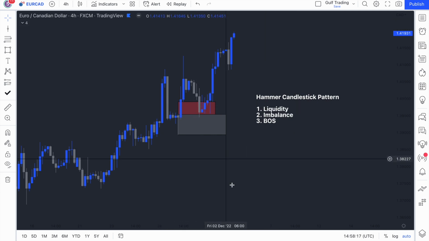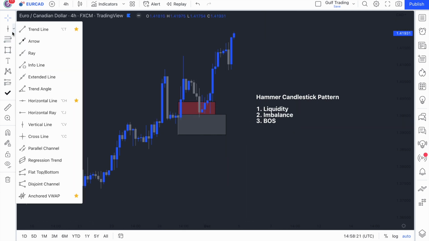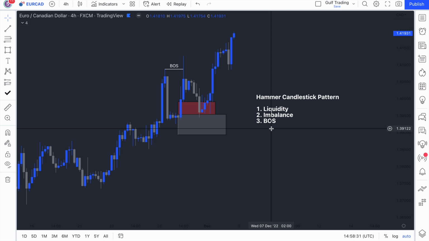There's imbalance in that zone, and a break of structure can be seen here. The break of structure may not be necessary. Price could have gone up here and reversed and then continued up. You can choose your own rules. These are the ones that I like to use. Obviously test for yourself, see what works for you.